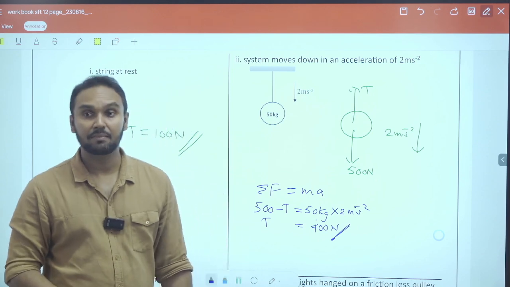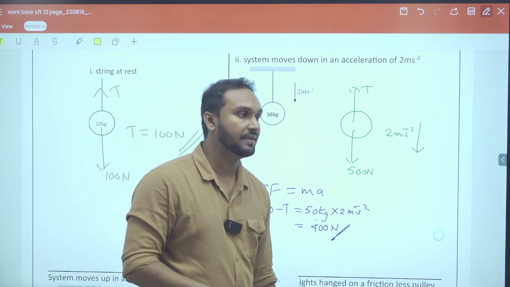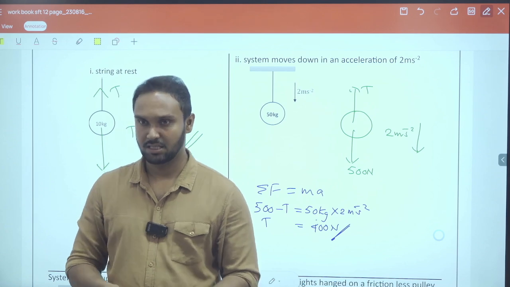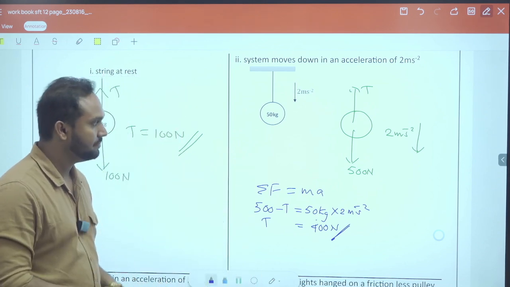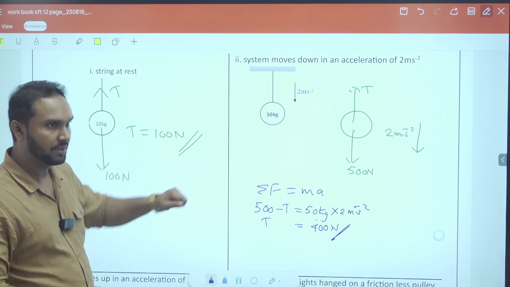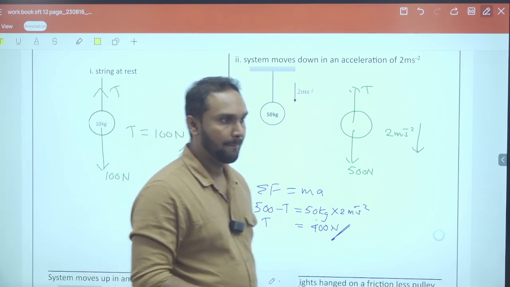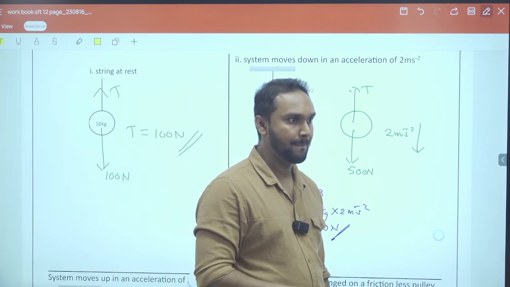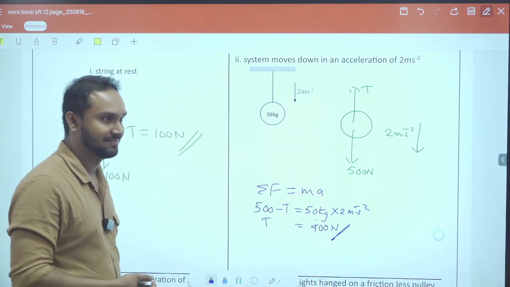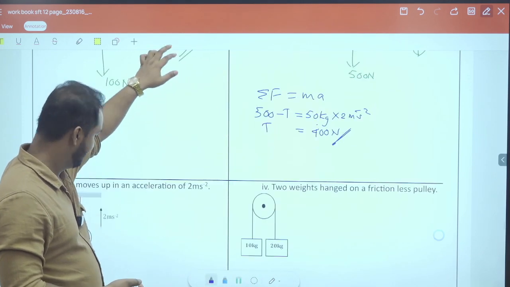Get it? The same happens with acceleration in an elevator. When you are going down, the weight feels less, right? Got this? Right. Shall we go to the next question? Yeah. This question.